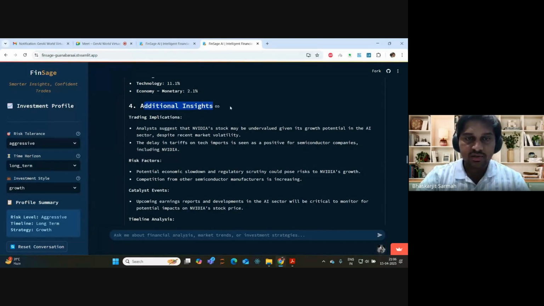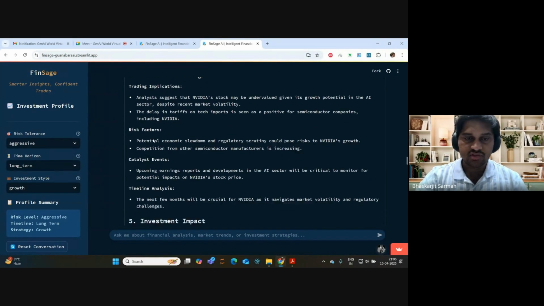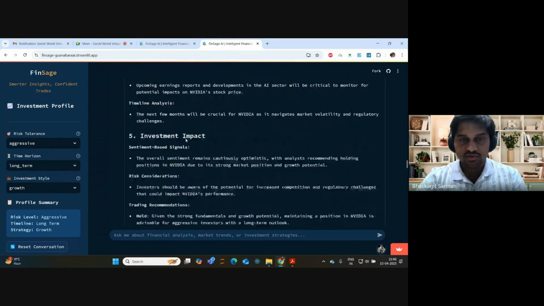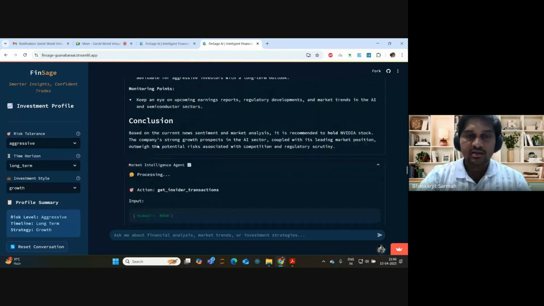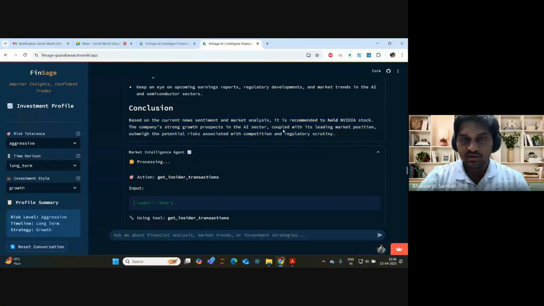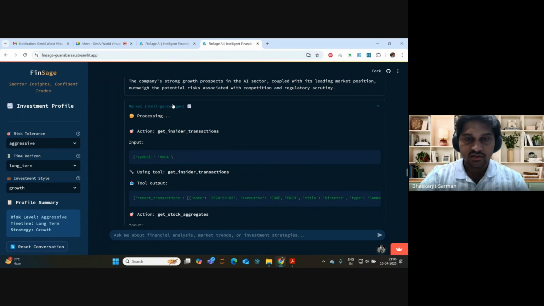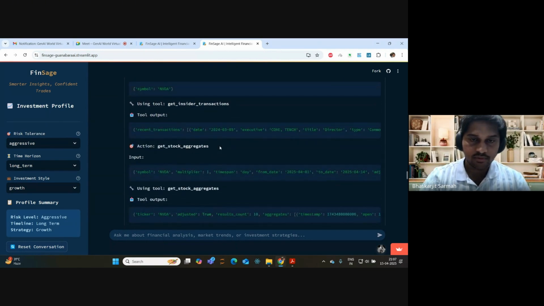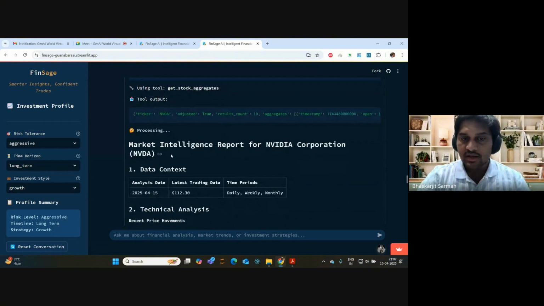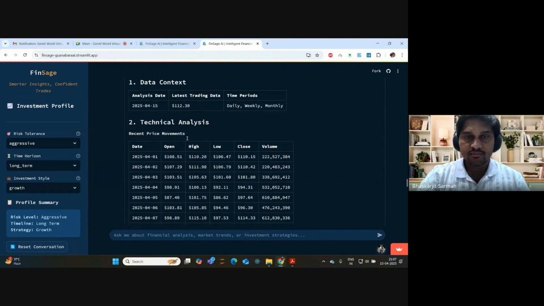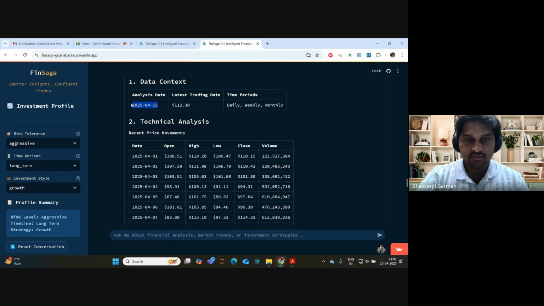Then it is giving you some additional insights like trading application, risk factors, catalyst events, etc. And at last, it is also giving you a conclusion saying that based on the current news sentiment, it is recommended to hold Nvidia. So the second agent is also giving the same recommendation. Then the next agent is the market intelligence agent. It is fetching all the insider transaction information and stock aggregate information from the Alpha Vantage API. And based on this, you see these are all real-time information.